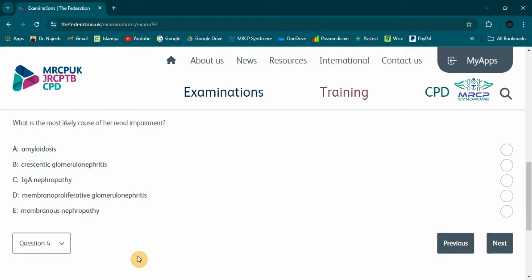What is the most likely cause of a renal impairment? Myeloma, crescentic GN, IgA nephropathy, membranoproliferative GN, membranous nephropathy.